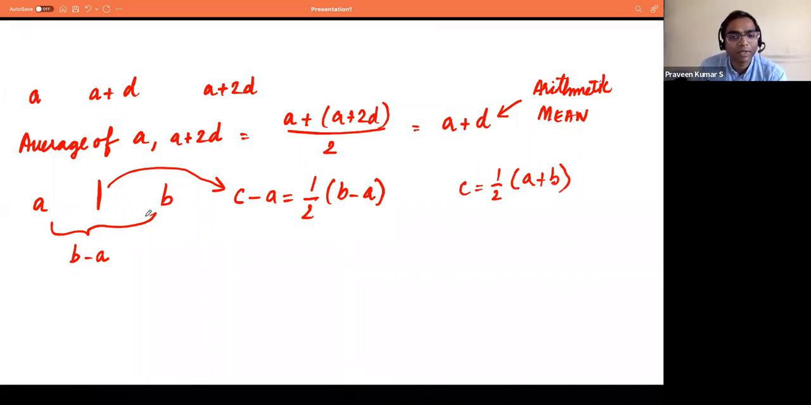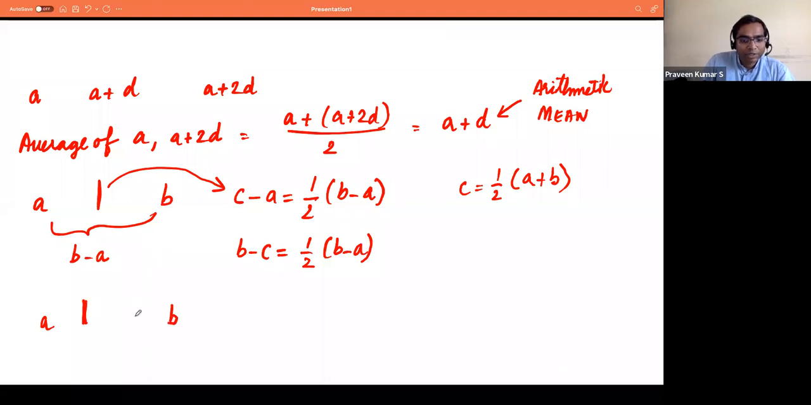So for this arithmetic mean, the gap between B and C is equal to half of B minus A. You should be able to write this equation. Sometimes you are asked to introduce more than one arithmetic mean, meaning you have A, you have B, and you are asked to introduce C1 and C2, two numbers.